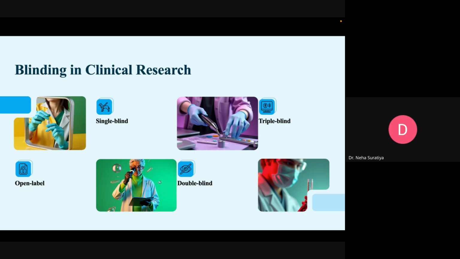So when you are reading published literature, always check whether the study was blinded, whether it was double blinded, or whether it was open label. This information helps to determine the reliability of the study findings. I hope it is clear to you.